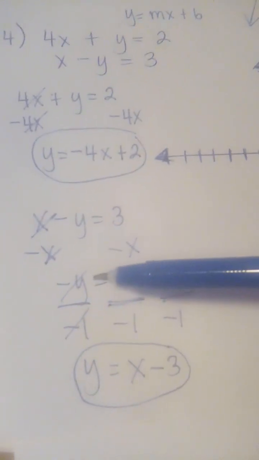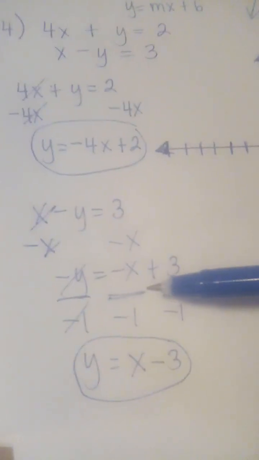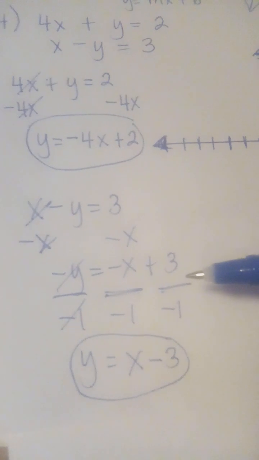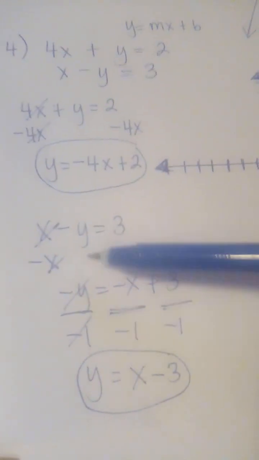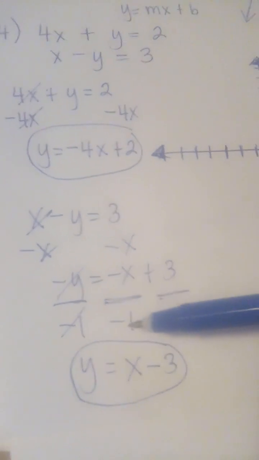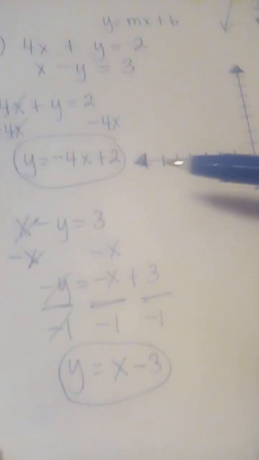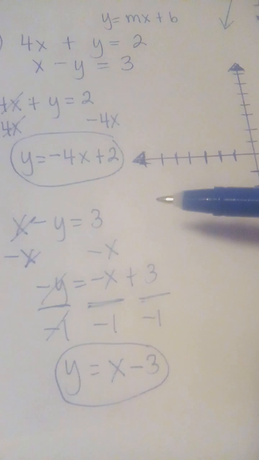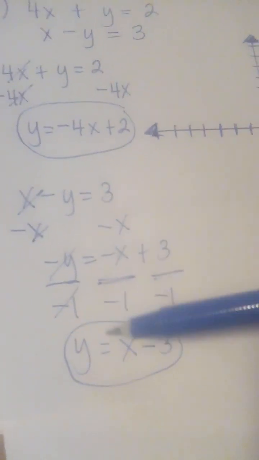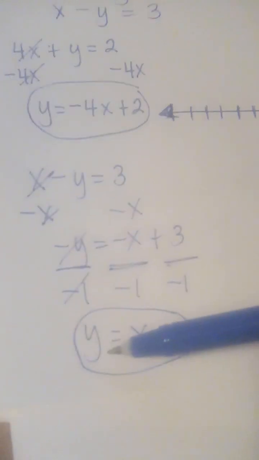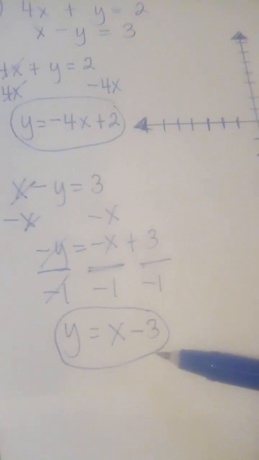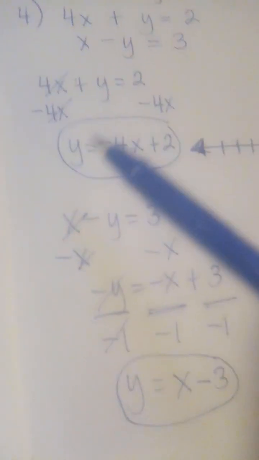But we're back to what I was referring to. We have negative y equals negative x plus 3. I've been taught you can't have negative y outside. So you have to divide by negative 1 to each of the slope and the intercept to get rid of the negative y. And this is how you get that. So we have y equals x minus 3. And then we have y equals negative 4x plus 2.